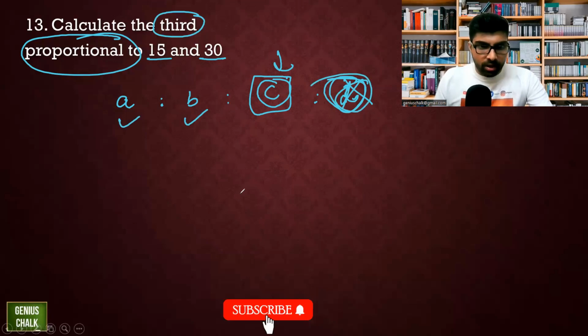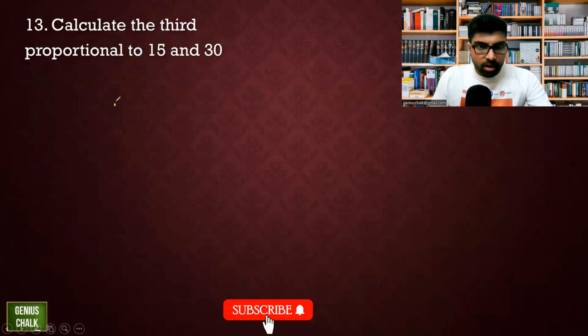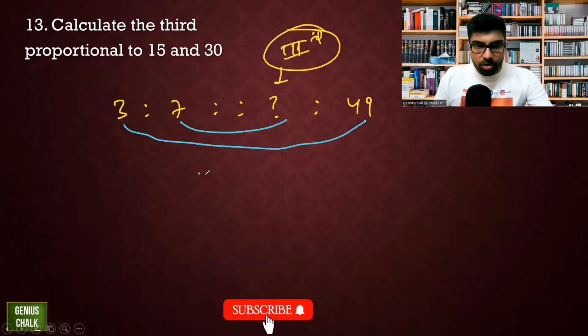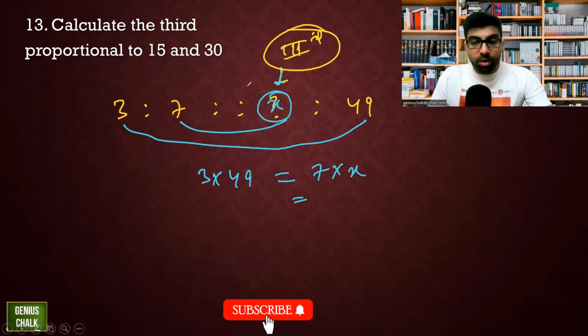Let's make some question just to make you understand. Let's say this is 3 is to 7, and let's say this is 49. Now this is also third proportional, but examiner most of the time will not ask like this, because you know the logic that product of extremes equal to product of means. So 3 into 49 must be equal to 7 into X. So here X is the asked value and this is coming at the third position. That is why this is third proportional.